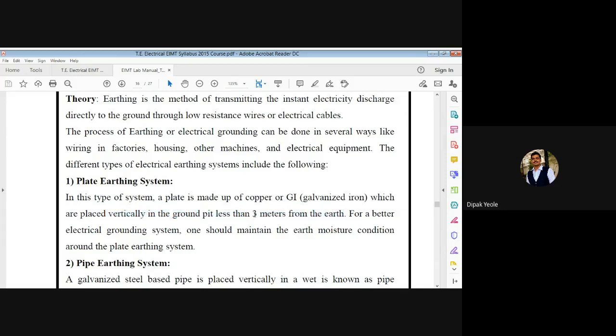One can ask you, what is the length of that particular pit to place the plate earthing system? Your answer is less than 3 meters is sufficient. And we have to follow the IEEE standards. Now in the chat box you have to answer the question: which IEEE standard are we using for earthing design?